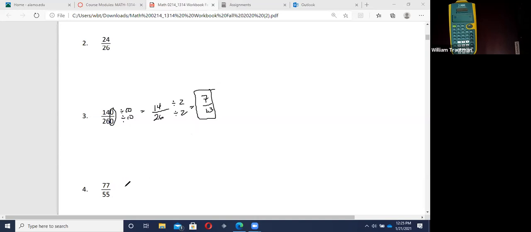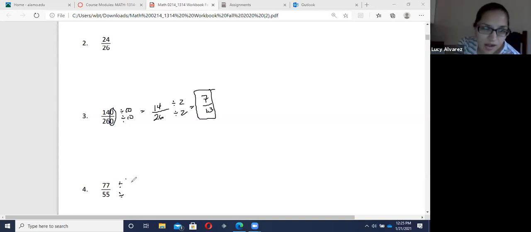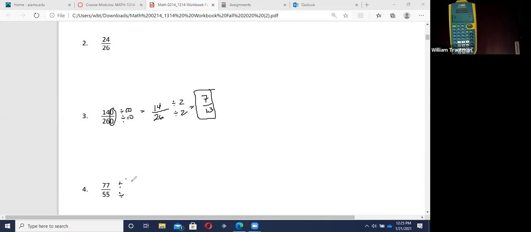Anybody know what number we divide both by? The top and bottom have to divide by the same number to reduce it. 11, yeah. 11 times 7 is 77, and 5 times 11 is 55. If you don't know that, you can get the calculator. 77 divided by 11 is 7, and 55 divided by 11 is 5. The answer is 7 over 5.